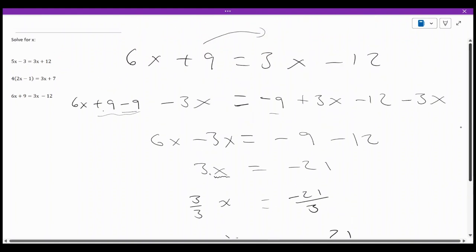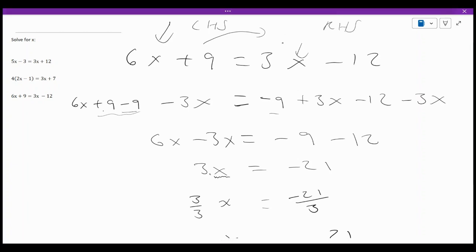Okay, and then you substitute it back here, and this will be your left hand side. You substitute it again here, and this will be your right hand side, and check if both sides are equal.